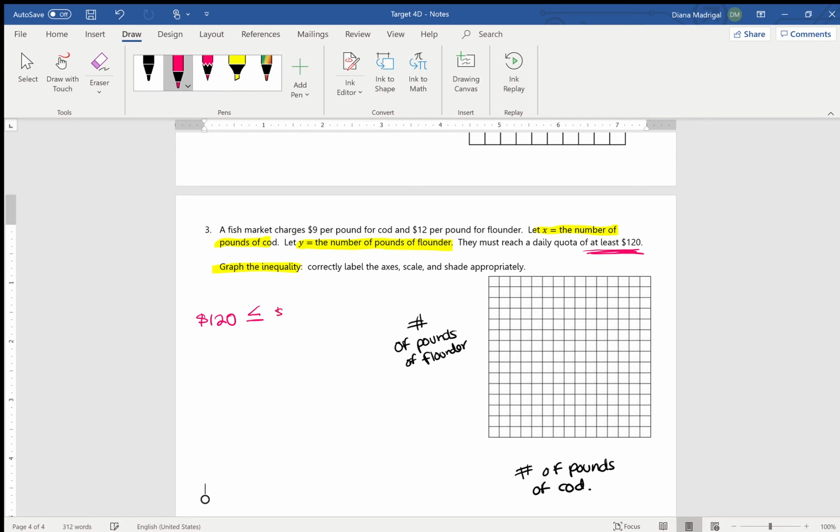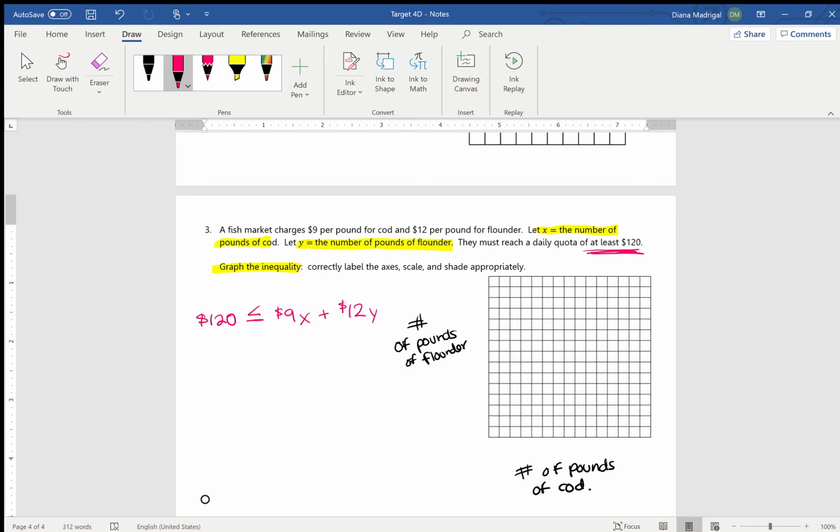So then again, I have 9 per pound of cod, and cod is x, plus 12 for pounds of flounder, which we know is y. We don't know how many pounds we're going to use, but we do know that they're going to charge you $12 per pound for flounder and $9 per pound for cod.